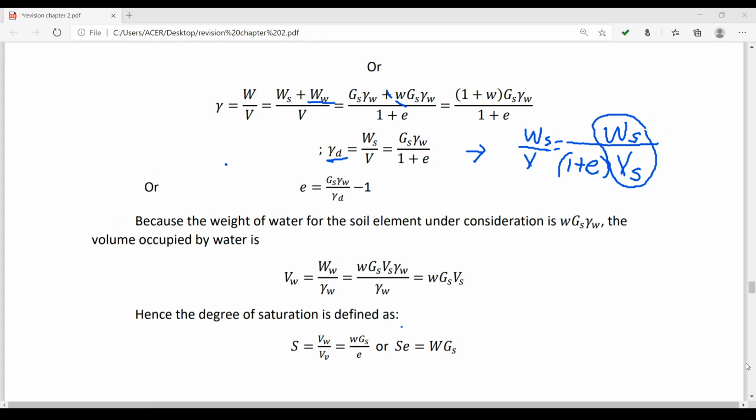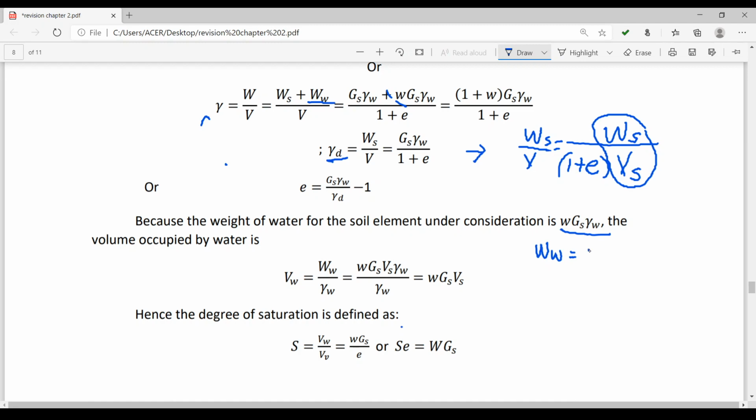So next is another way to derive the equation sa wagas. Okay? So, meron lang konting correction sa ating handout, sa part 10 ito. Okay? So, the weight of water should be, or the WW should be equal to W GS VS and YW. This W is moisture content.